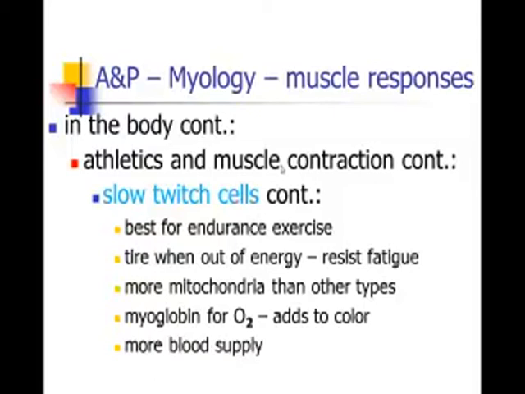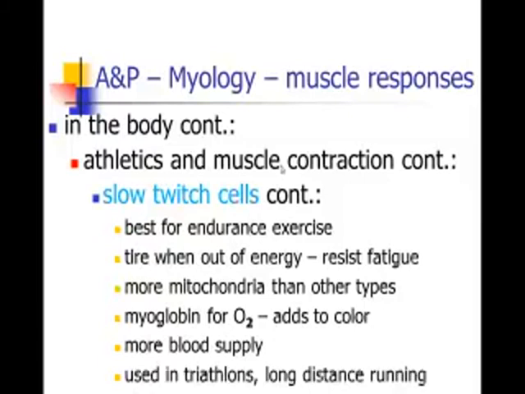Slow twitch cells tend to have more blood supply serving them, which is beneficial, obviously, for endurance kinds of activity. This means the color of the tissue is going to be red, both because of myoglobin and because of the blood supply. And as I mentioned, these are going to be used in triathlons, especially long duration triathlons, long distance running, things of that nature. Long distance bicycle racing, like the fellows in the Tour de France or things like that.